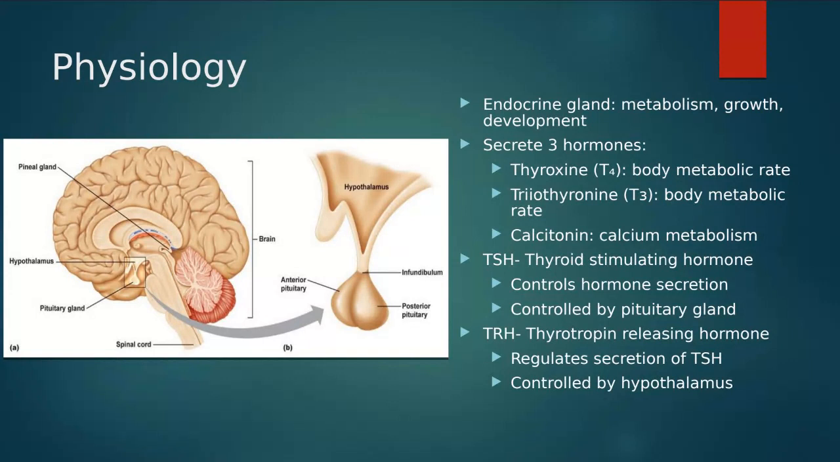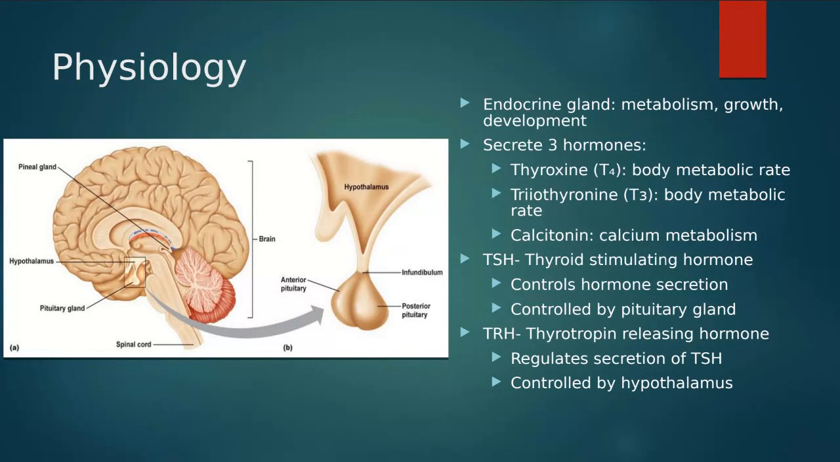And then our thyroid is picking up on that hormone to then secrete those three previous hormones, the thyroxine, the triiodothyronine, and the calcitonin. Now we also have thyrotropin releasing hormone, TRH. This is going to be secreted and controlled by the hypothalamus. This is also going to help us to secrete and regulate the TSH.